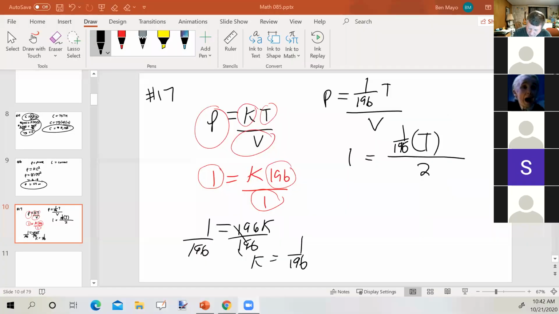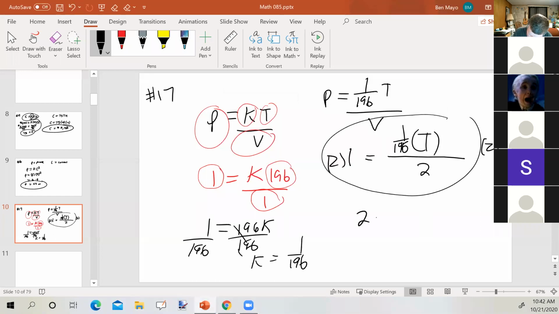Okay, here we go. So here's my formula. I'm going to multiply both sides by 2. So I've got 2 equals 1 over 196 T, because the 2's here would reduce out. We okay so far? Any questions there? I know this one was a little confusing. What do you do when you want to get rid of a coefficient and it's a fraction? Does anybody remember what you do? I'll take that as a no.